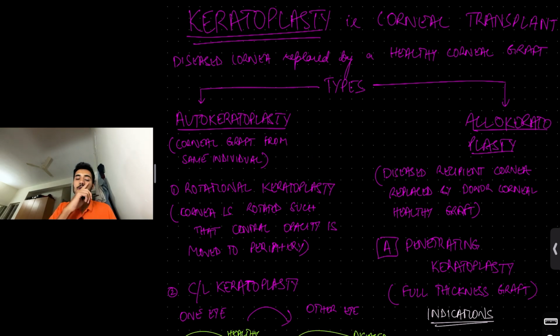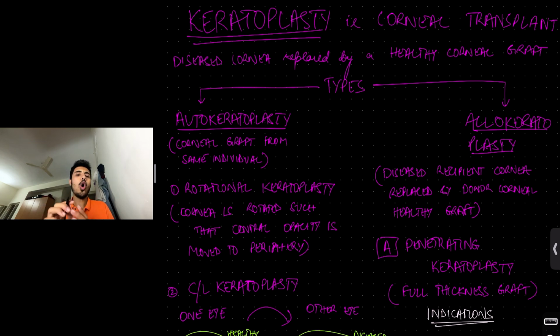So what is keratoplasty? It is corneal transplantation. So what are we doing? We're taking a healthy corneal graft and we're replacing the diseased cornea. So the diseased cornea is replaced by a healthy corneal graft.